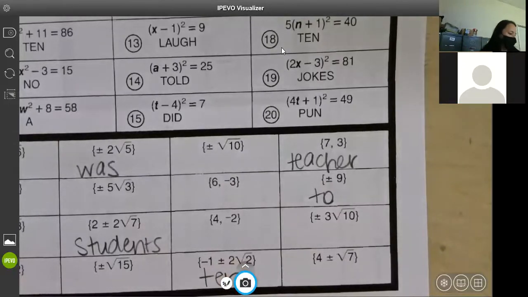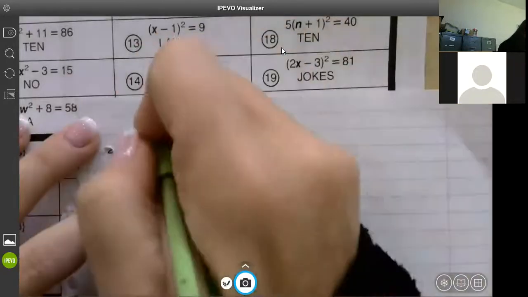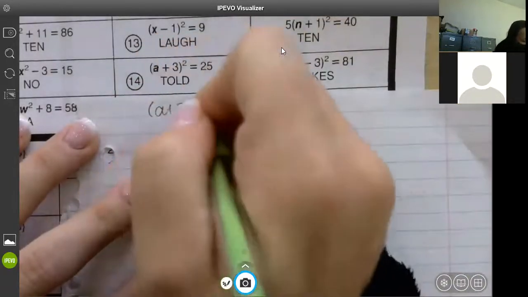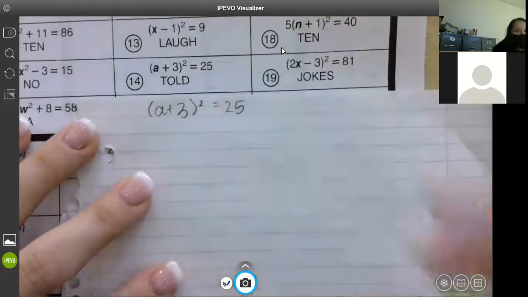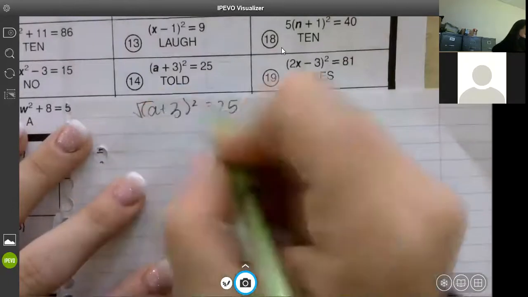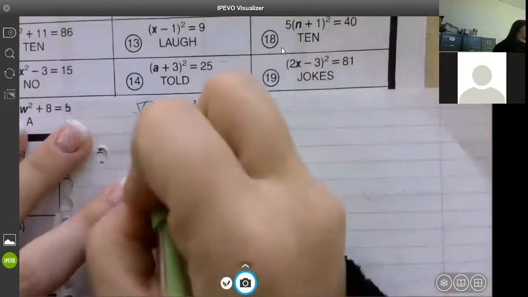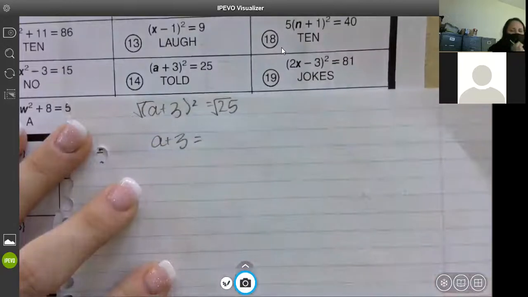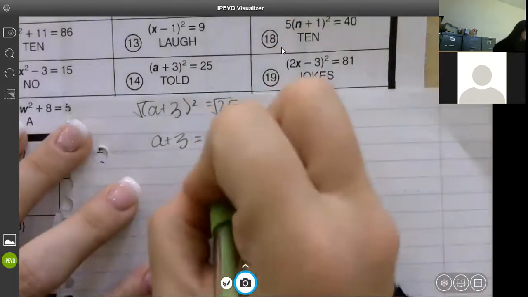All right, I want to do one more like the one we did a second ago where you had to split them up. So we're going to do number 14. I want you to look at 14. If you can't see it, I'll move it in just a second. All right. We have the square by itself, so we can go ahead and square root. We get a plus 3 equals, what's the square root of 25? What do you multiply together to get 25? 5 and 5. So this is a positive negative 5.